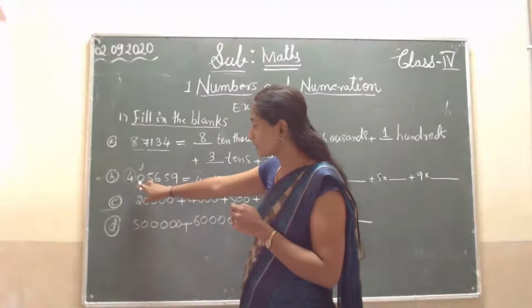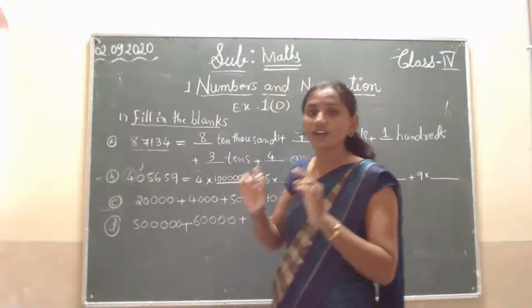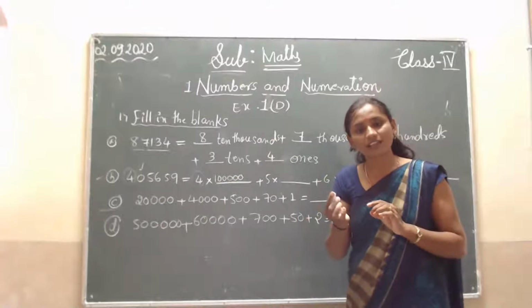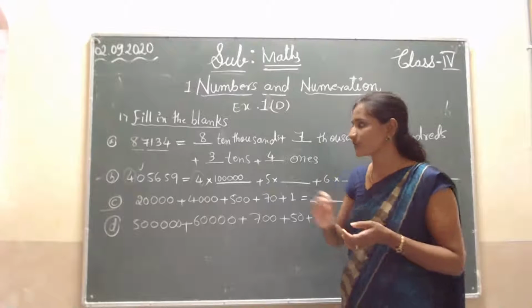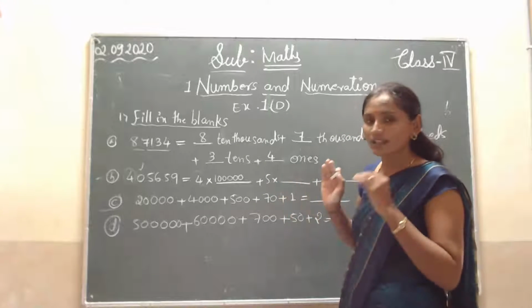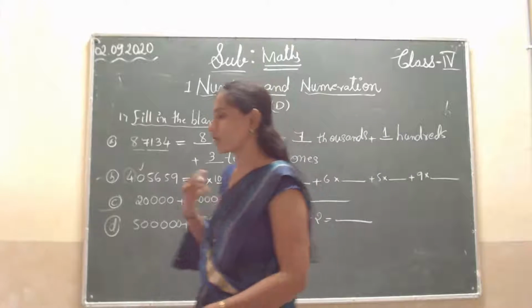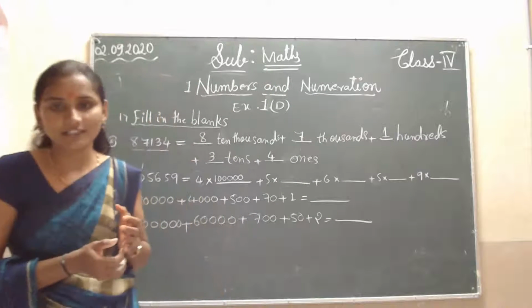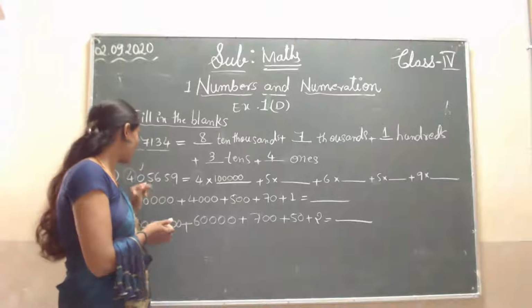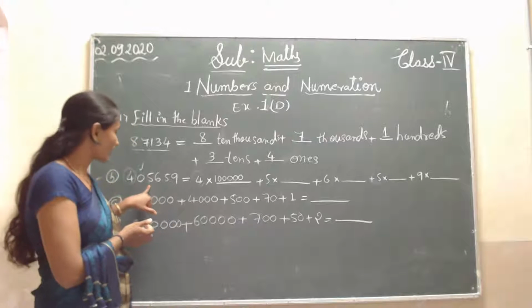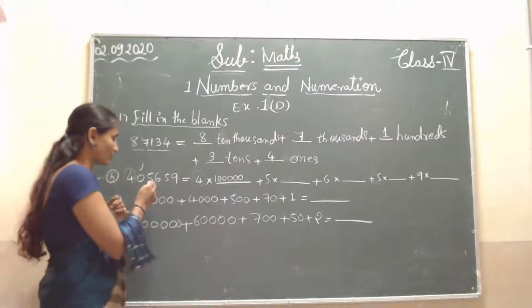What is the place value of the 0? That is 10,000. So 0 into 10,000, the value is 0. So you don't include it, just keep it in mind: any number you multiply or divide with 0, that value is 0. So you write here, then go to the next step. So in the next step, what is the next number?